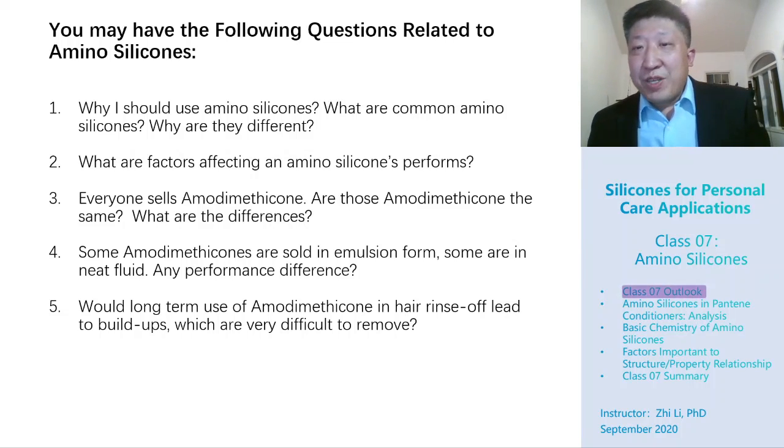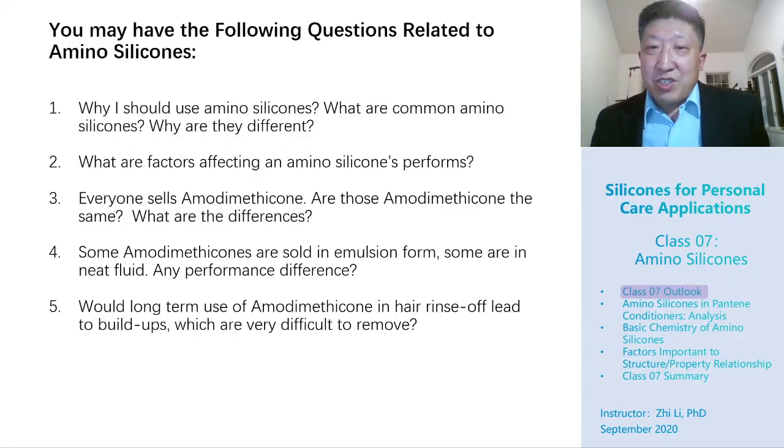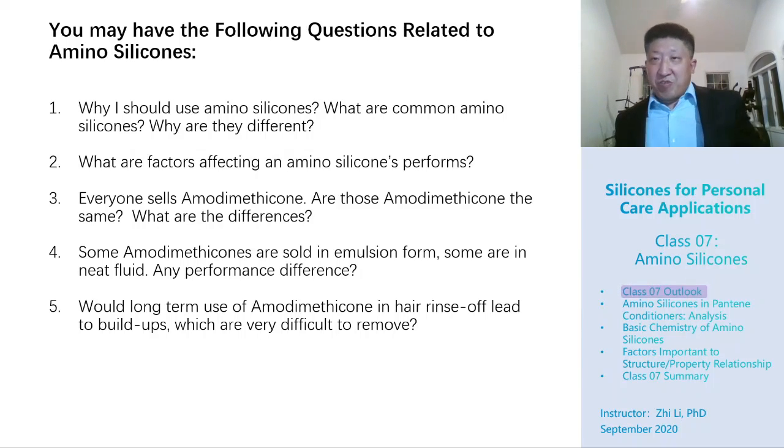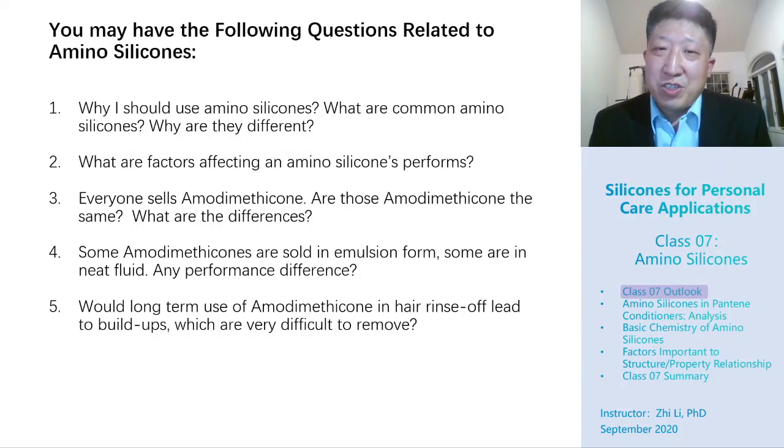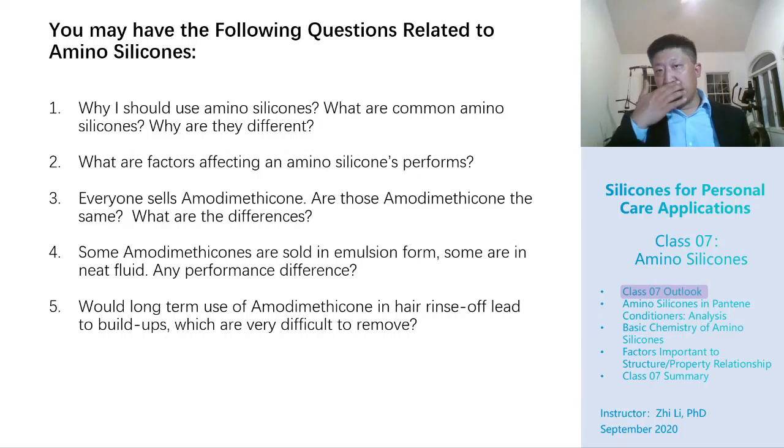Would long-term use of aminosilicones bring up build-up which is very difficult to remove? A very good question as well. A million-dollar question for sure. Briefly, I can talk about this. On a high level, it is related to different types of aminosilicones. Many aminosilicones are going to be very easy to remove according to studies in the literature. However, some aminosilicones, especially those with very high charge densities, may be very difficult to remove. But we can talk a little bit more.